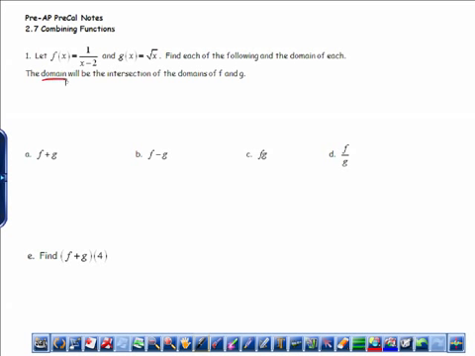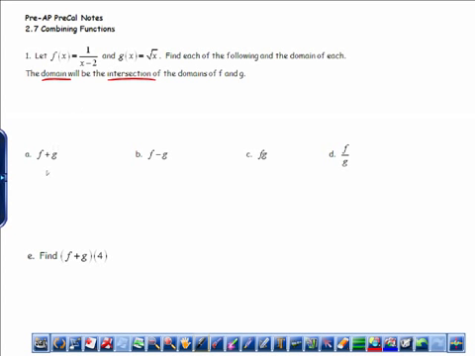Now, when this says the domain will be the intersection of the domains of f and g, it may be that this little statement doesn't really matter, because just by looking at our answer we'll be able to identify the correct domain. But let's go ahead and do example 1, or example A, and I'll explain more what this is.